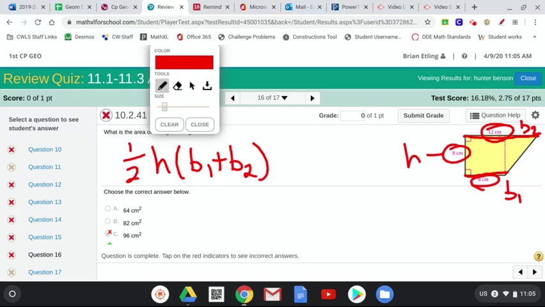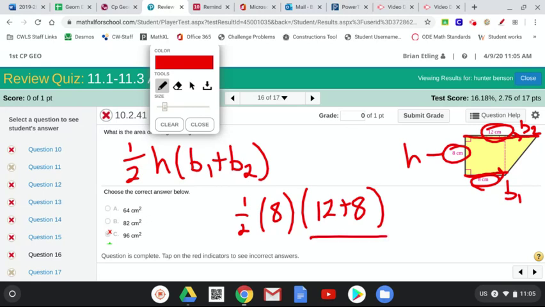So again, bases are the lines that look parallel, look like they're never going to intersect. If they look like they're never going to intersect, they're probably not going to, okay? So pick those two sides for your bases. So it's going to be 1/2 of 8 times 12 plus 8. When you do that, make sure you do 12 plus 8 first, multiply it by 8, and divide it all by 2, okay?